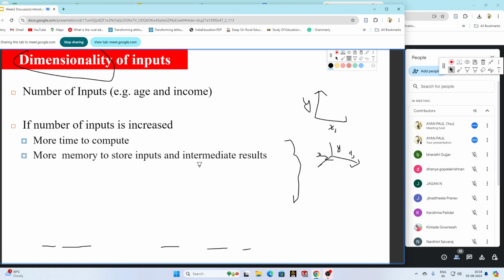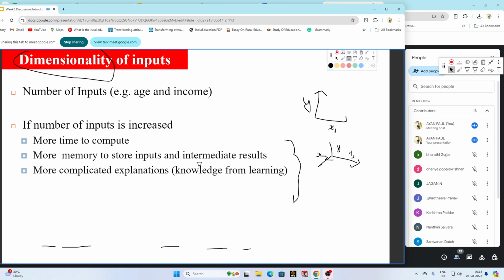Second thing is more memory to store input and intermediate results. Definitely, if the input increases, the system will take more memory to store the inputs as well as the outputs or the results.